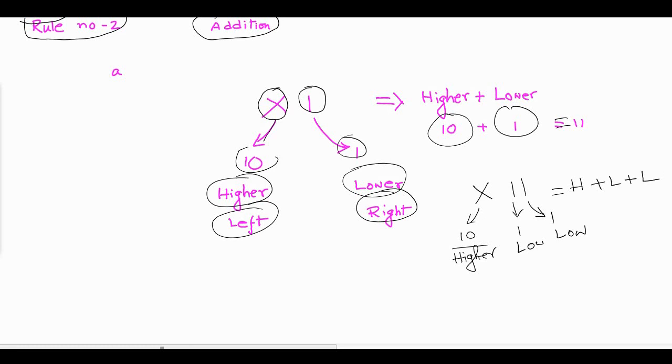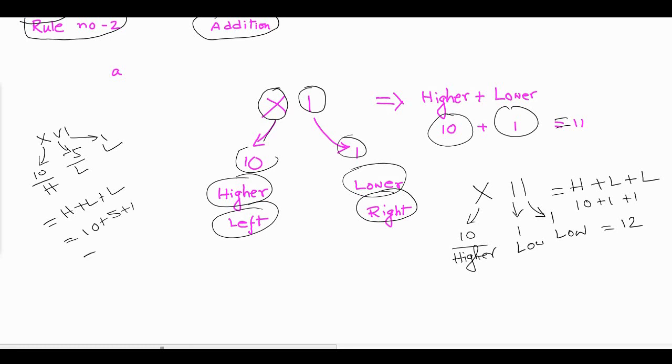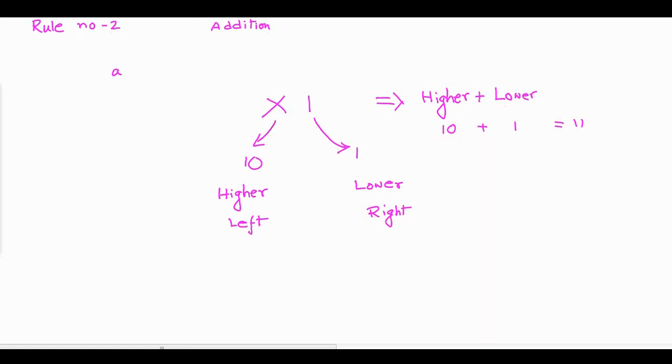That means the next low: 10 plus 1 plus 1, that means 12. You can write 16 like this. This one is 10, this one is 5, this one is 1. So this one is high, this one is low, this one is also low. So the formula is high plus low plus low. That means 10 plus 5 plus 1, that means 16. So this is a way to find out Roman numerals.